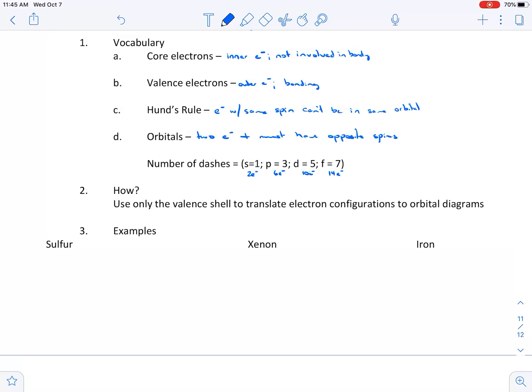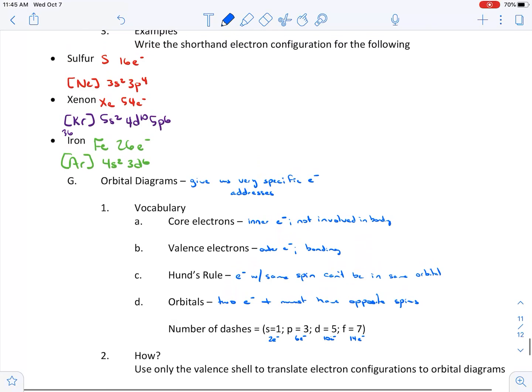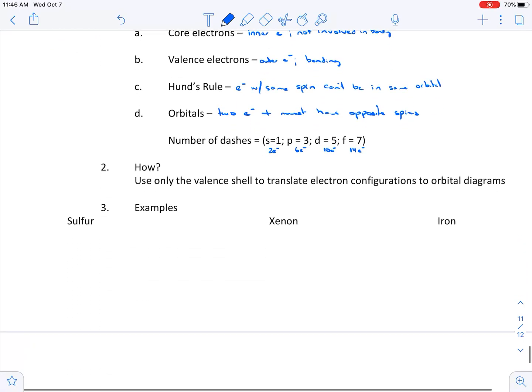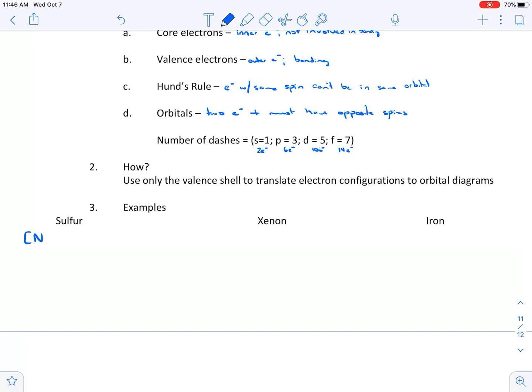So we've got sulfur. We just did its electron configuration: Ne, 3s2, 3p4. So we're going to rewrite that. To do this, we add dashes for each orbital. We've got 3s, and S has 1 dash, so we put 1 dash. There are 2 electrons in there, so we put 1 with an up spin and 1 with a down spin. Then we have 3p.